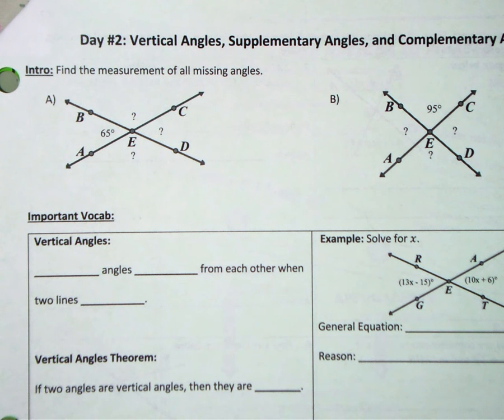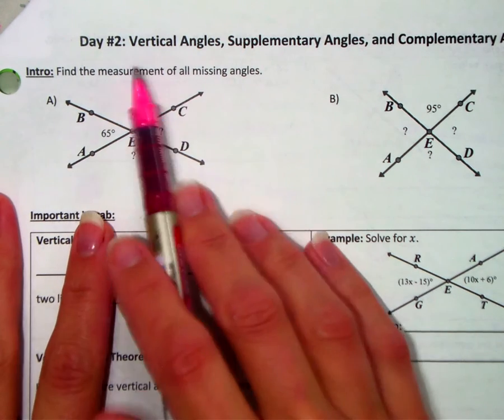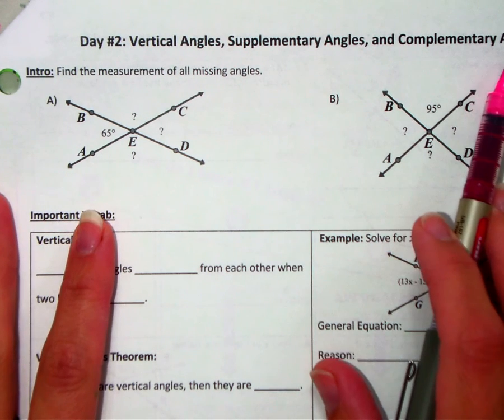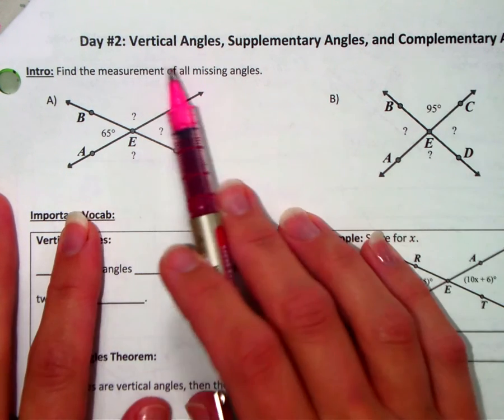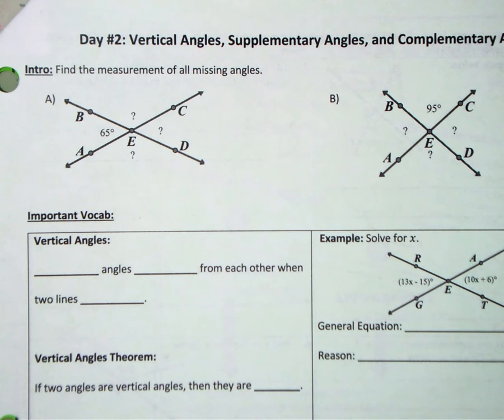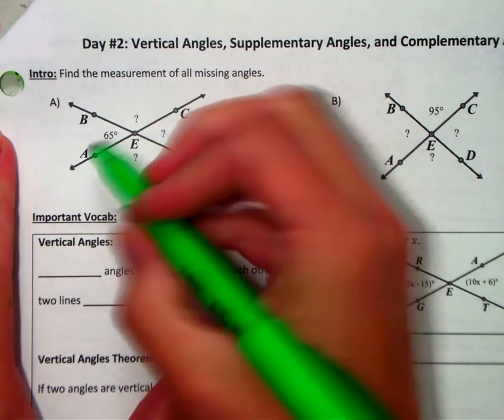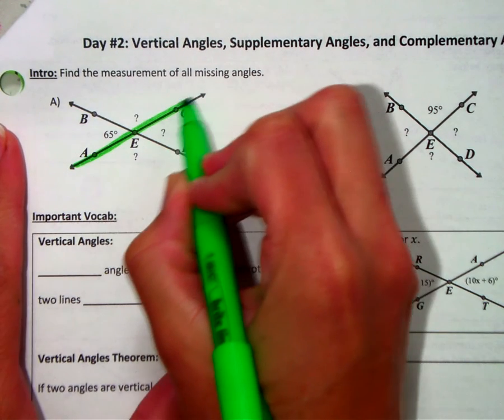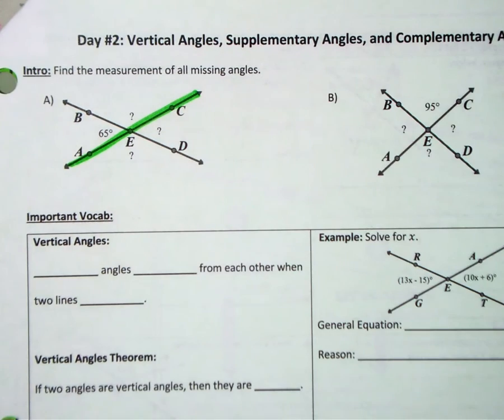So this is the second set of angle types. And here we're going to go over vertical angles, supplementary angles, and complementary angles. So let's first just talk about vertical angles. And when we talk about vertical angles, we're going to start with something we already know, which is linear pair. So the one thing that we already know is that when we have a straight line, that is 180 degrees.